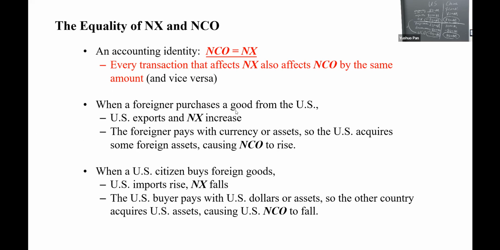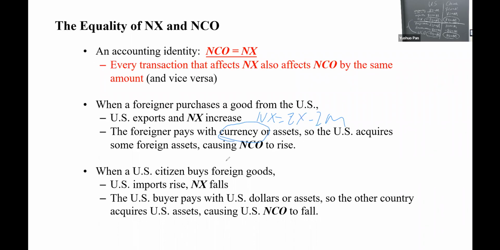When a foreigner purchases goods from the US, like China, if China wants to purchase goods and services from the US, then the US exports, and net exports, because NX equals export minus import, right? So if the US exports, then NX will increase. The foreigners pay with currencies. This is the asset, right? Remember three elements for asset: the investment, the portfolio, including stocks and bonds, and the third one is currency. So the US acquires some foreign asset, causing NCO to rise. That's the example I gave you on the blackboard.